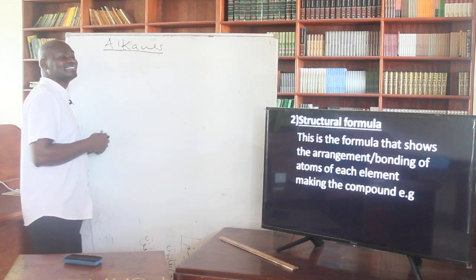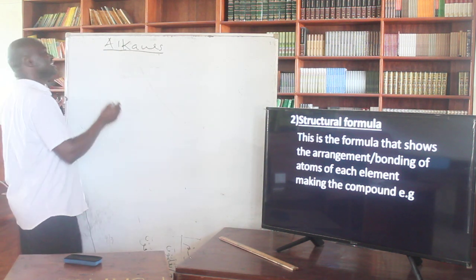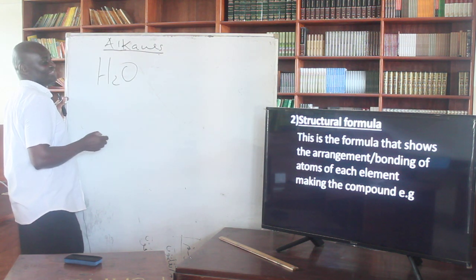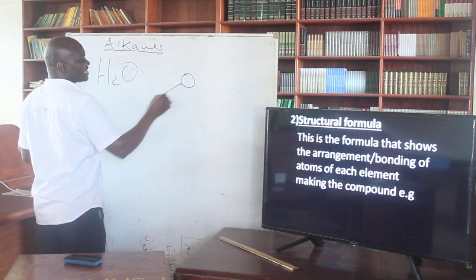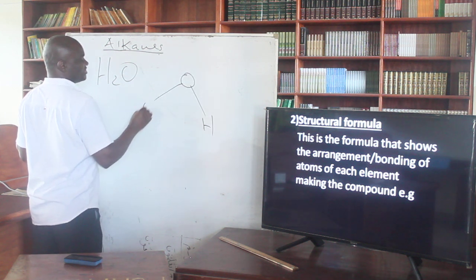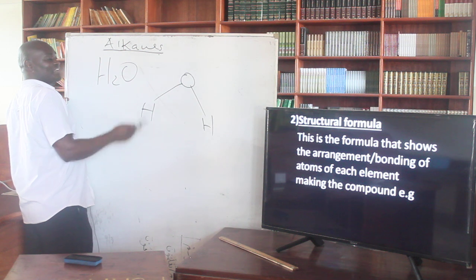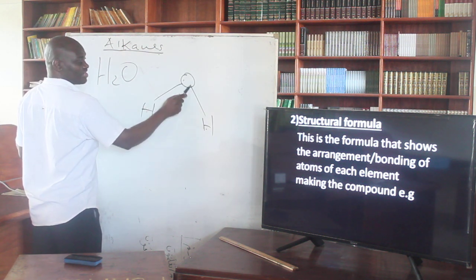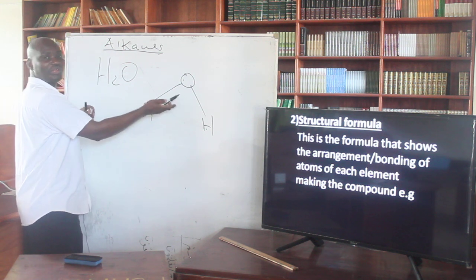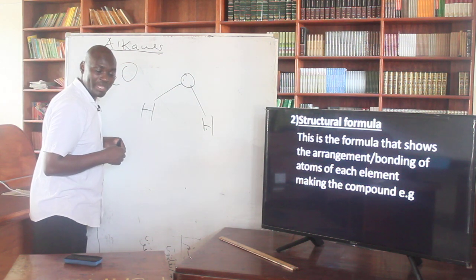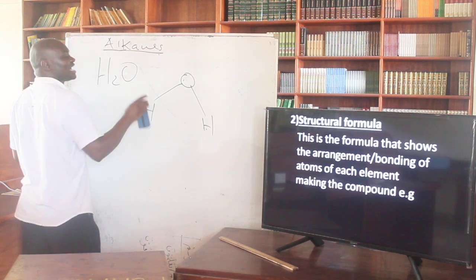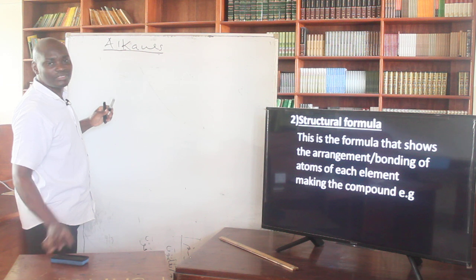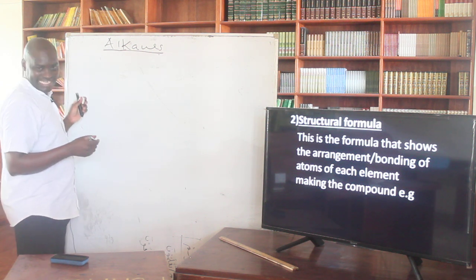So when we talk of the structural formula, we're talking about structure. Like I was using water. This is a molecular formula of water. But you find that in water, there is a covalent bond between hydrogen and oxygen, and the other hydrogen and oxygen. So this is a structural formula of water showing how the atoms are bonded. We can apply that in these organic compounds that we call alkanes.